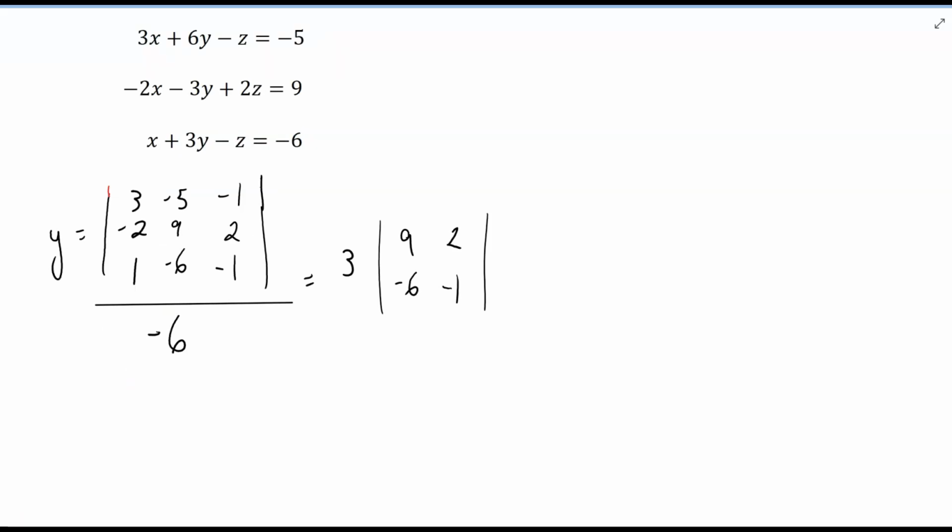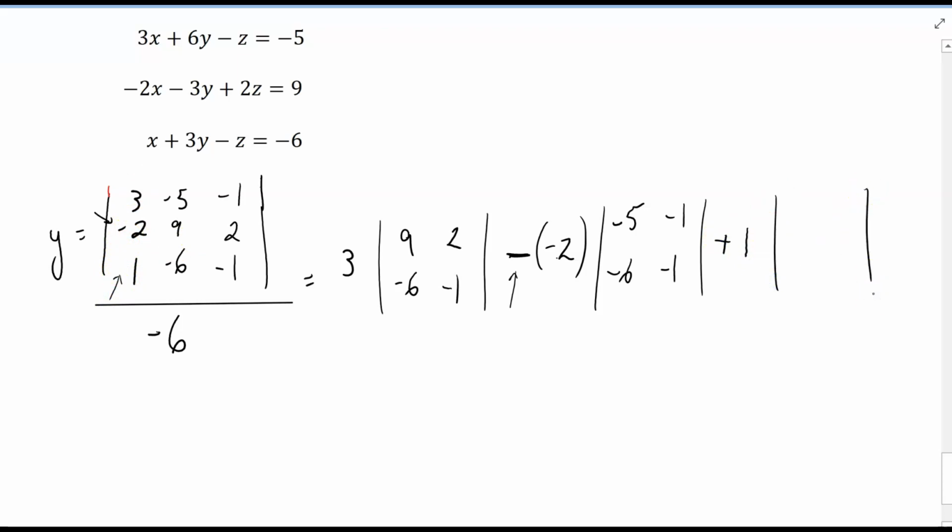Now we subtract and we move on to the second value. It is a negative 2. Remember, it's always a subtract no matter what the sign is here. And what is the 2 by 2 left over if we cross off the row and column that negative 2 is in? We end up with minus 5 and minus 1 above and minus 6 and minus 1 below. And now we go down to the bottom value, which is plus 1 multiplied by the row and column. We cross off the row and column for it, and we are left with minus 5 minus 1, 9, 2.